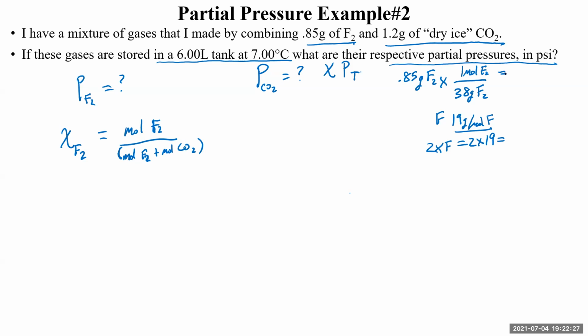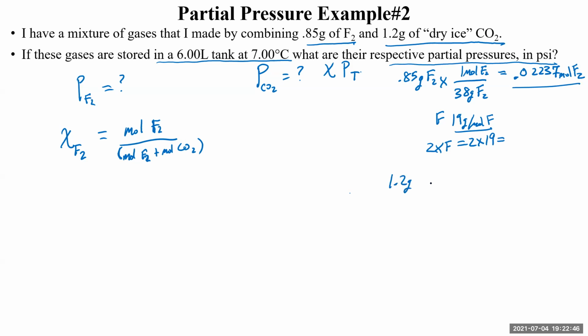That's going to give us 0.02237. And since I'm right at the beginning of my calculation, I'm just going to go ahead and not round very much. I'll give myself a few decimals. So that's moles of fluorine. That's not our mole ratio, that's just moles.